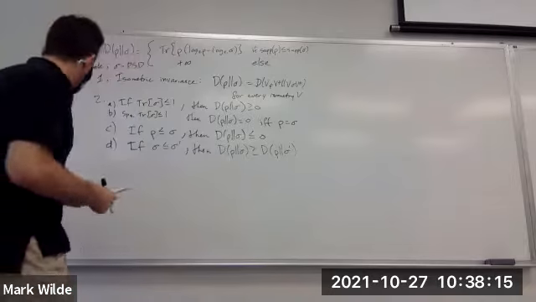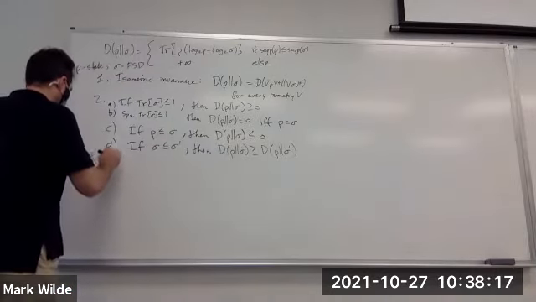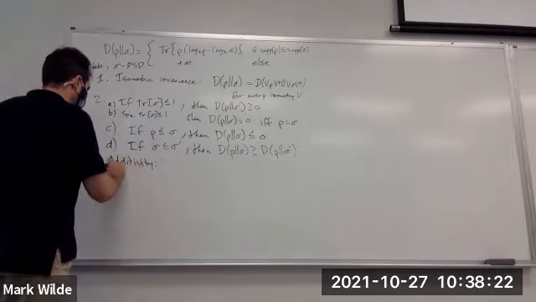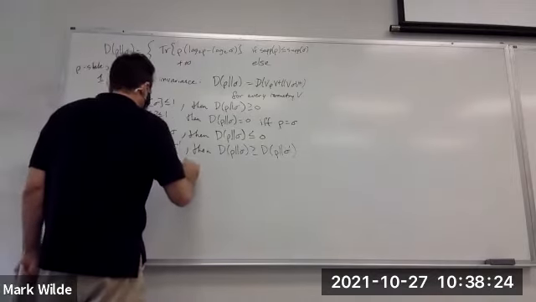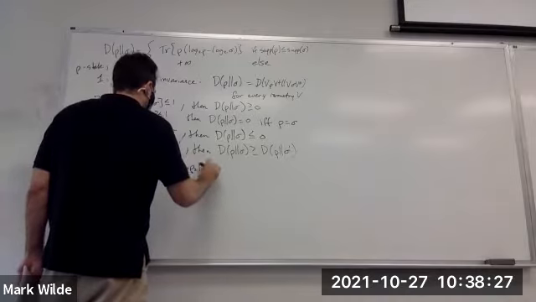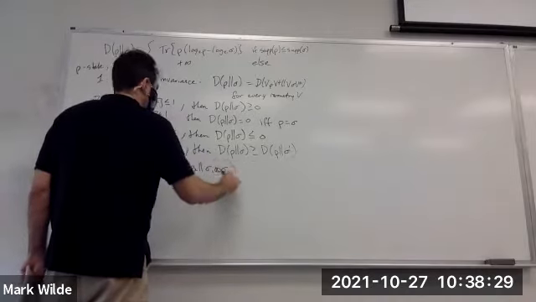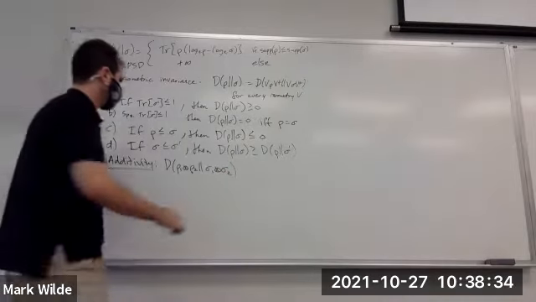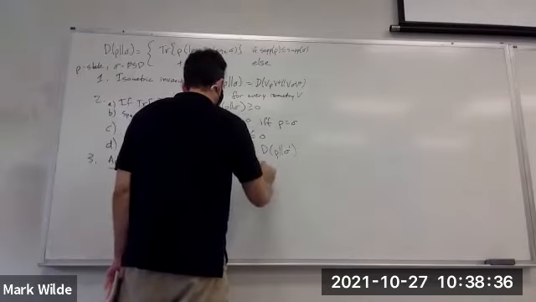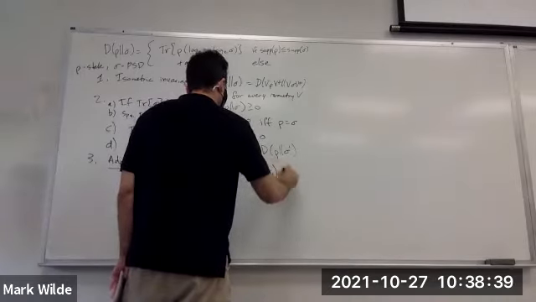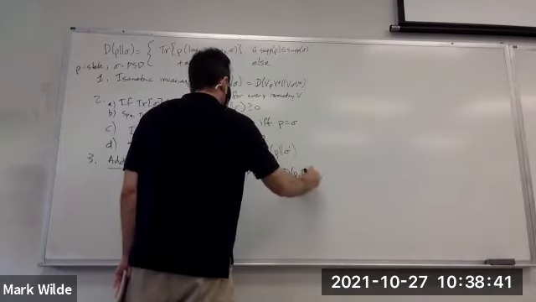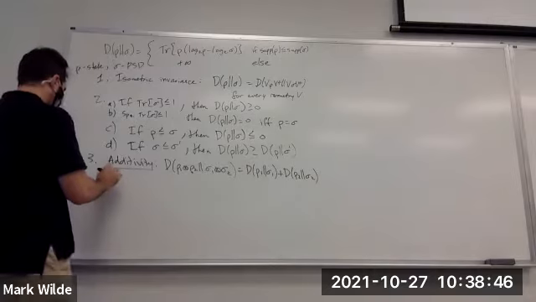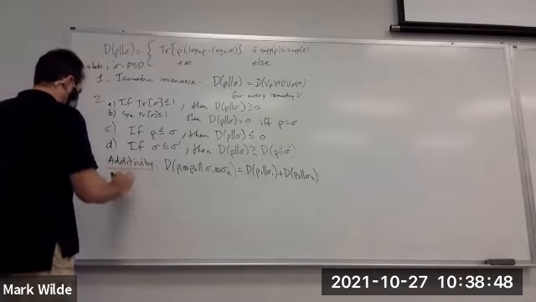Two more properties, 3 and 4. Additivity. So if we have a tensor product of operators that we plug into the formula, we get a sum. Okay, I'll give you a hint why this is the case. So it has to do with log.